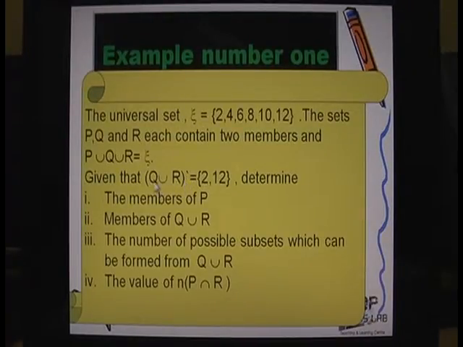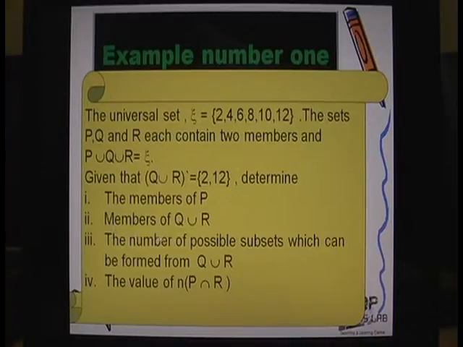Elements that do not belong to the union of Q and R, and that is equal to 2 and 12. Alright. What are you asked to do? You're asked to determine the members of P. So you must locate, or list rather, the members of P.